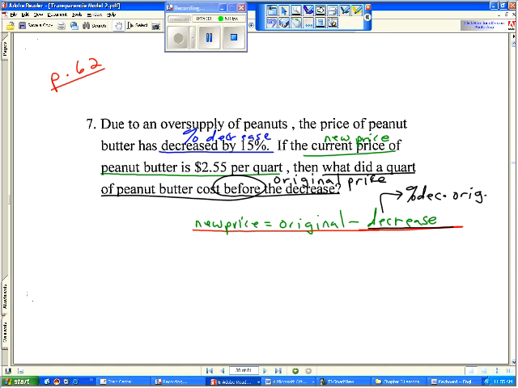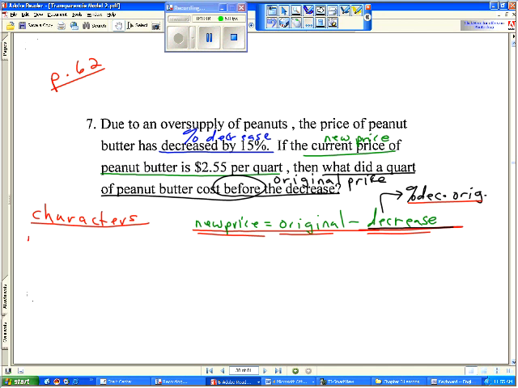New price equals original minus decrease. The decrease is a part. Rule 1, page 62: to find any part, you take the percentage of that times the whole. That's a basic algebraic definition of a percent. Now, what characters do we get out of that formula? You get every little piece, right? Every little piece.